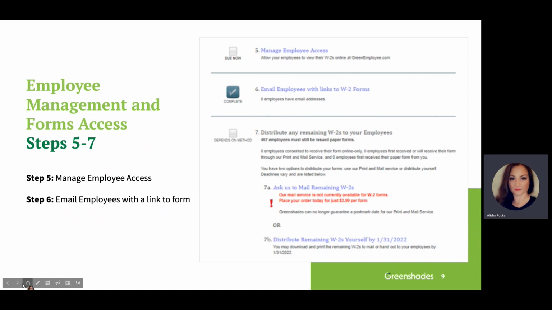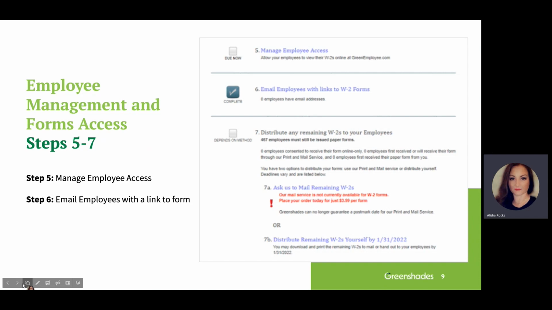If you find that you still need to distribute some forms, which a lot of people do, we give you a couple different ways to do that here. The first step in 7A, you can ask us to mail those remaining W-2 forms. If there's some people at your organization who have not downloaded a copy of their W-2 electronically, they are still obligated to get a copy of their form so that they can file their own taxes. And so that's a way that you can provide that to them is by mailing out those forms.